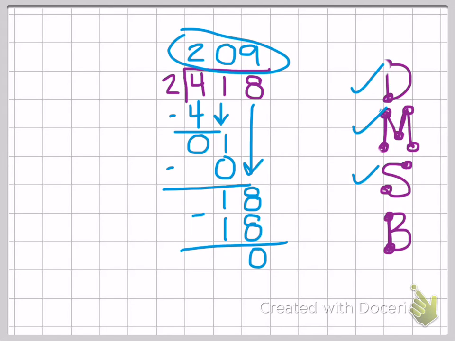I want you to erase your work and try this problem again on your own and take a moment to explain it to your shoulder partner, taking turns. So go ahead and pause, and then we'll get started on our next problem. Okay, let's try a new problem.